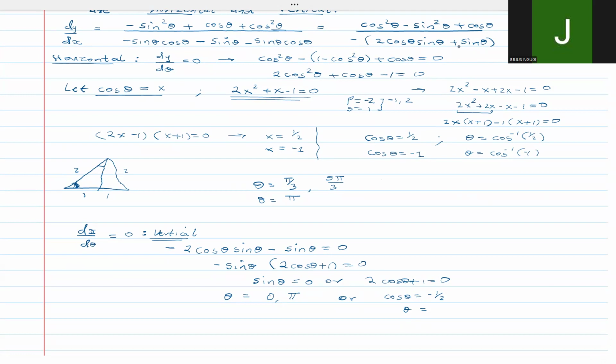For the angle to be 0, it's 0 and pi, or cosine of theta to be -1/2. That means that the x value is negative. So if you are to draw a unit circle, let me sketch a small one.